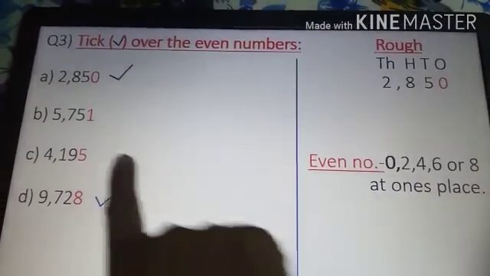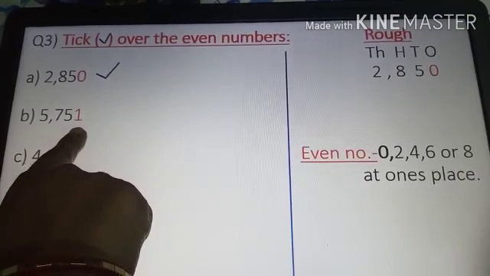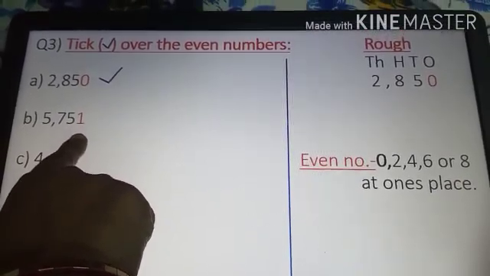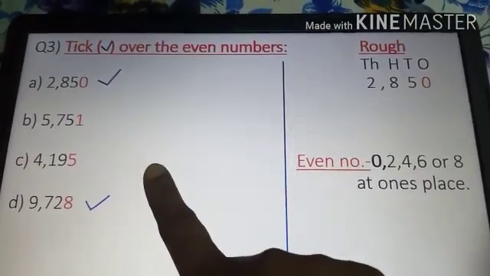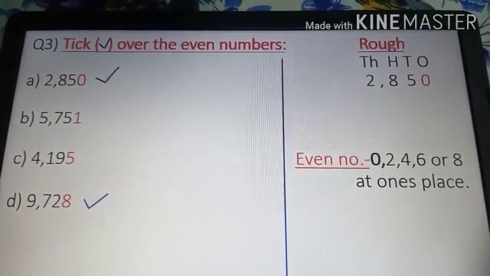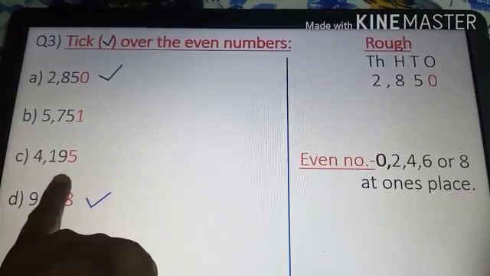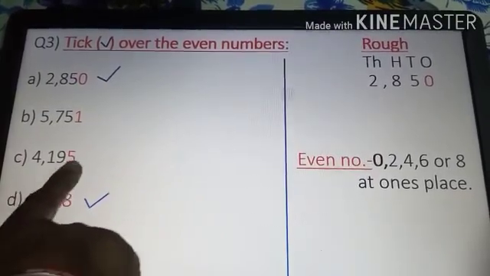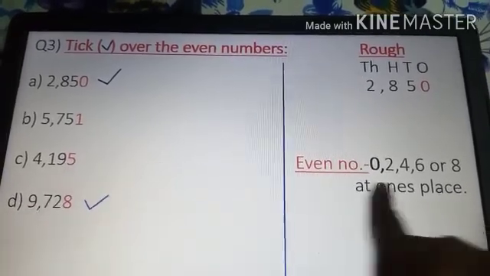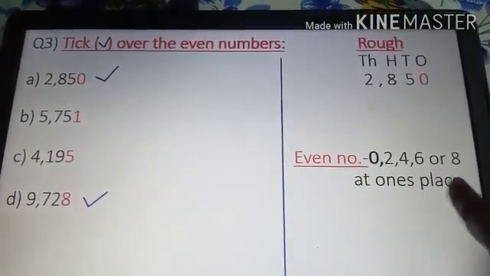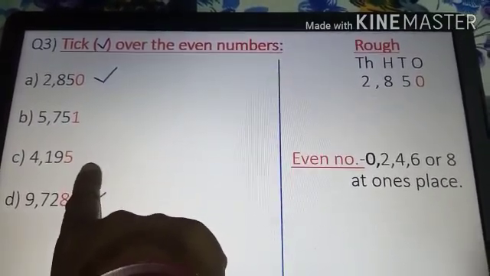Here again you read ones, tens, hundreds, thousands. What is there at the ones place? It is 1. Do you get 1 in the condition, children? No. So it is not an even number. We will not put any tick. Now C number. Again you check the place values: ones, tens, hundreds, thousands. What digit is there at the ones place? Our digit is 5. Is digit 5 in the condition? No. So this number is again not an even number.